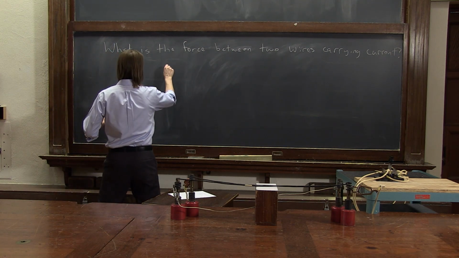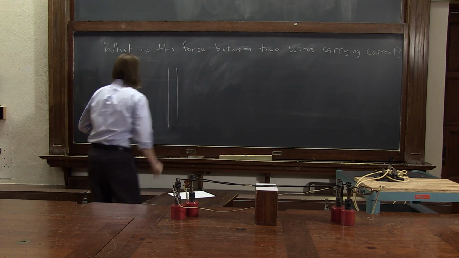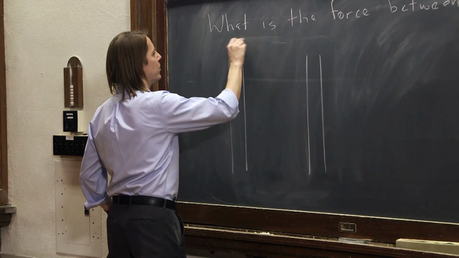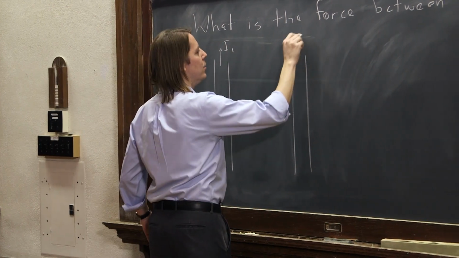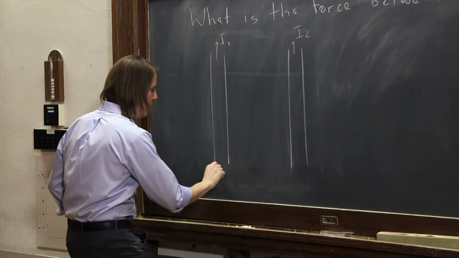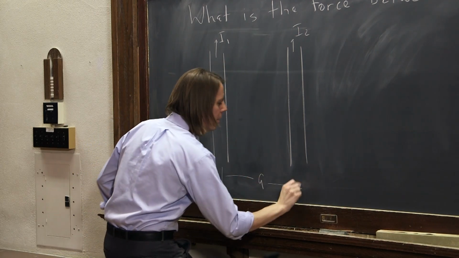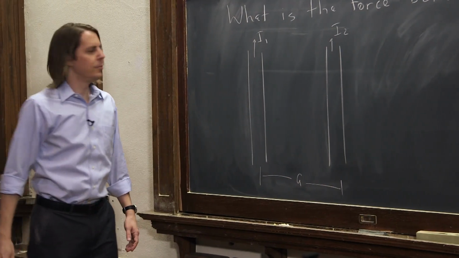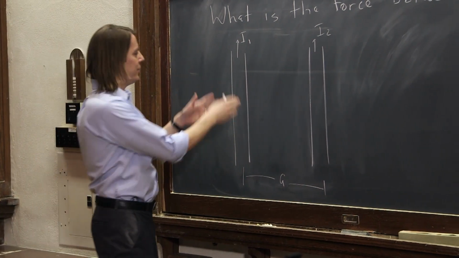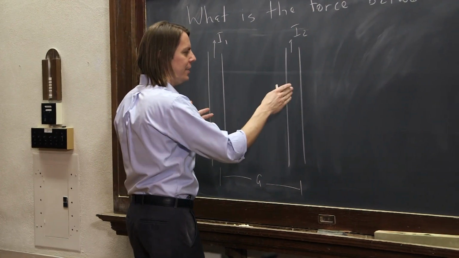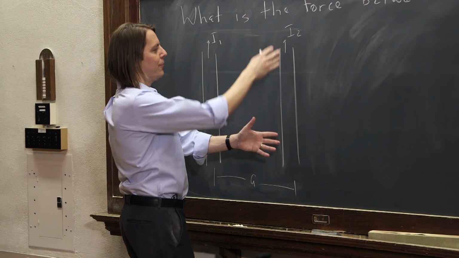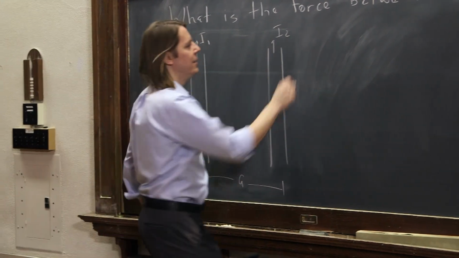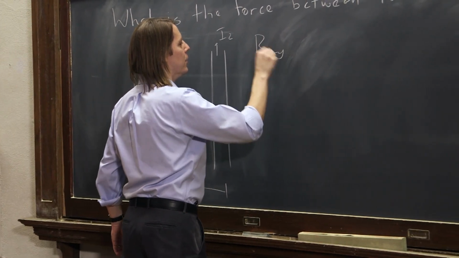One wire there, one wire there. And we are going to do the problem as though they're infinitely long, and one carries a current I1 and one carries a current I2, and they're separated by a distance a. The reason there's going to be a force is this one's going to make a magnetic field here, and this one is going to feel a force because of that field. This one will make a magnetic field here. So the first step is to calculate the magnetic fields.